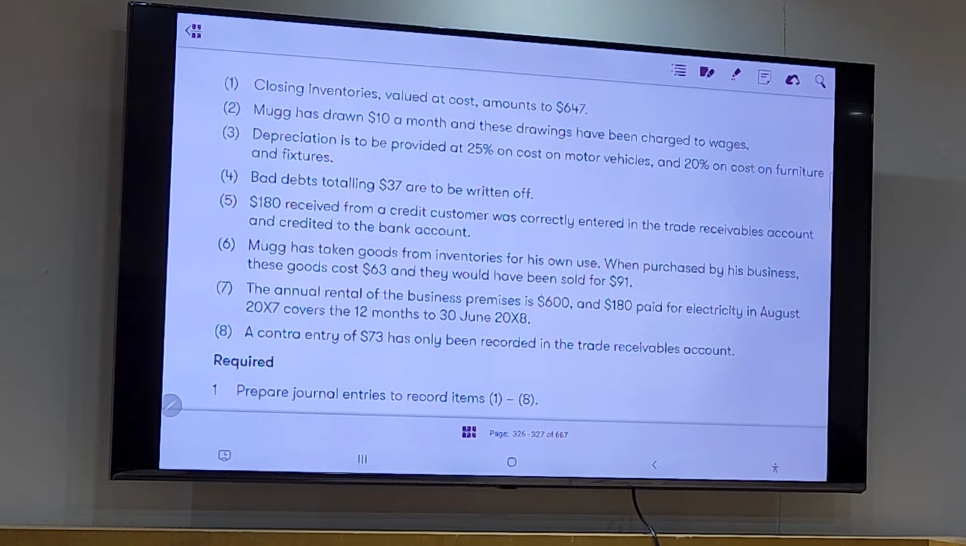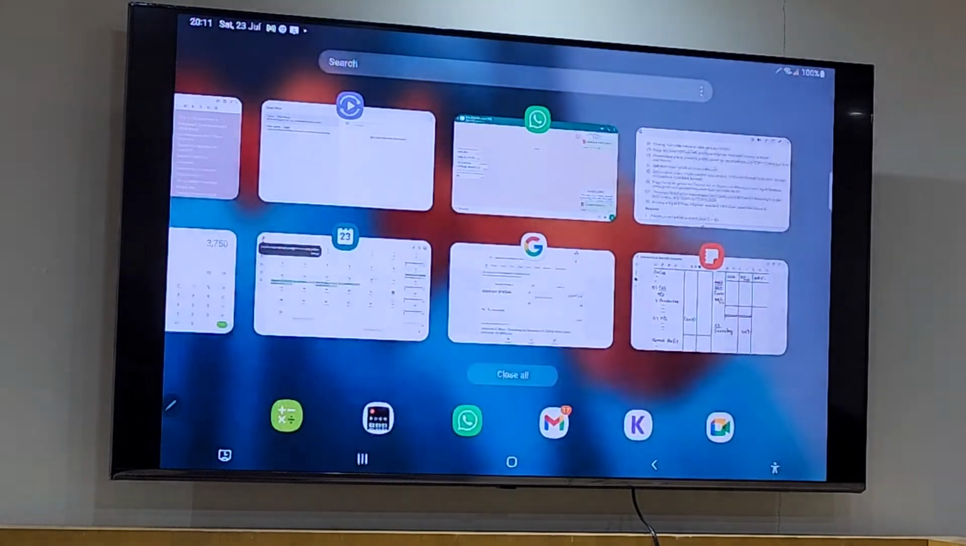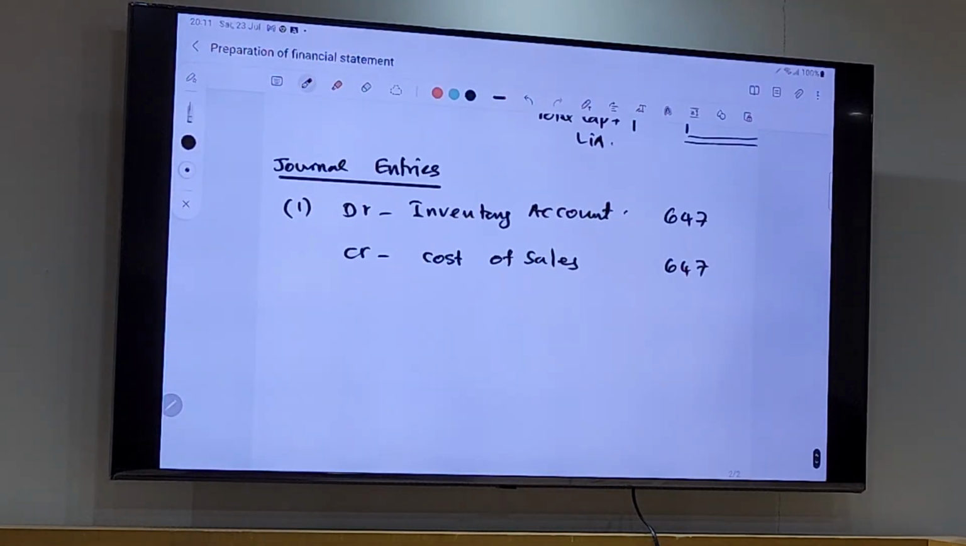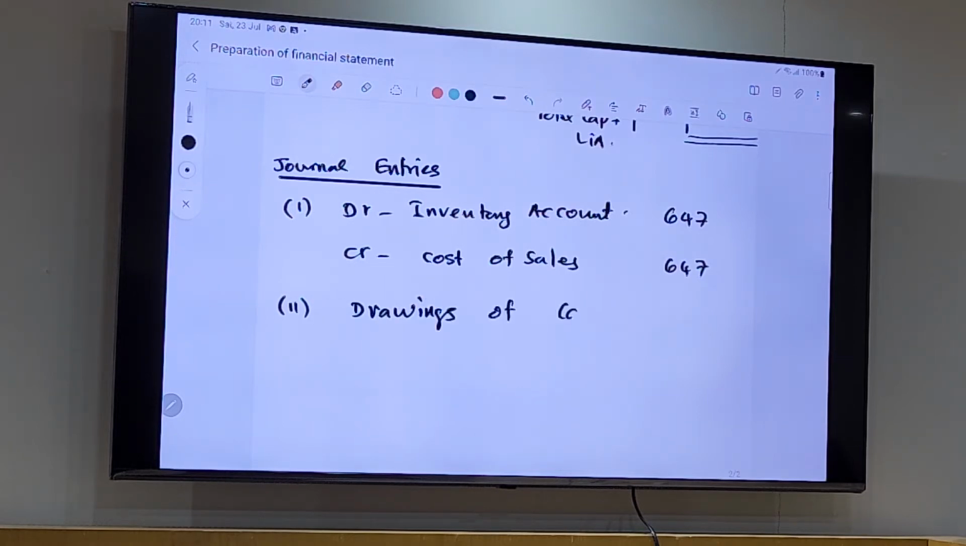Okay, let's continue with the second one. Mug has drawn $10 a month, and these drawings have been charged to wages. Now, please tell me, first of all, drawings of cash. How much? 10 into 12, 120. Now this 120, have they passed the double entry or not yet? They passed the double entry to the wages account.